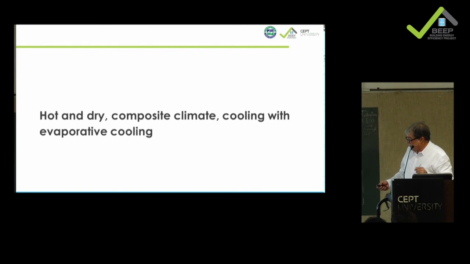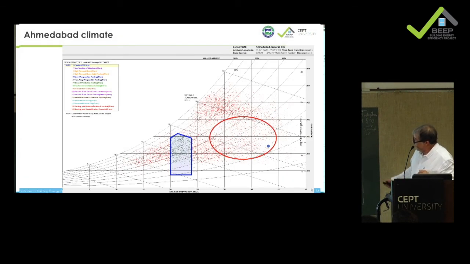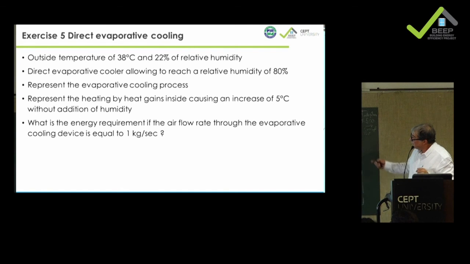So now I think as a last exercise, we quickly try to do this. This is a point, let's say, typical of Ahmedabad climate in hot summer. And this is the kind of ISO. So now I would like you to try to calculate, to draw the evap cooling from 38 degrees and 22% relative humidity. And the direct evaporative cooler is a relatively good one. It allows you to reach 80% humidity from the starting point.